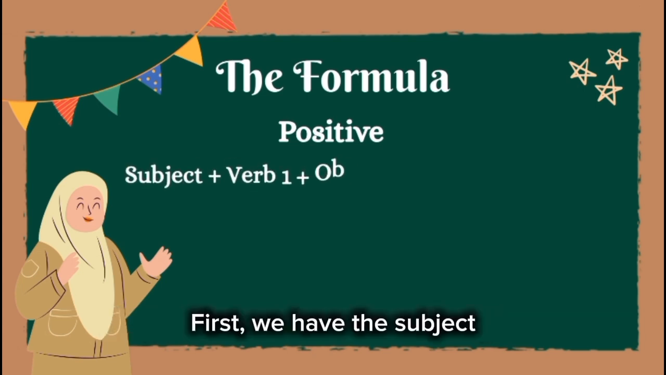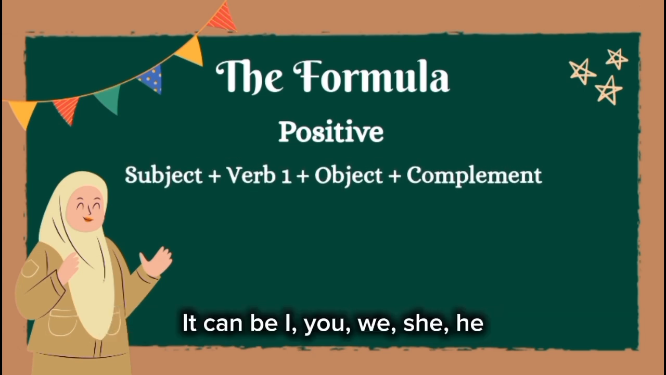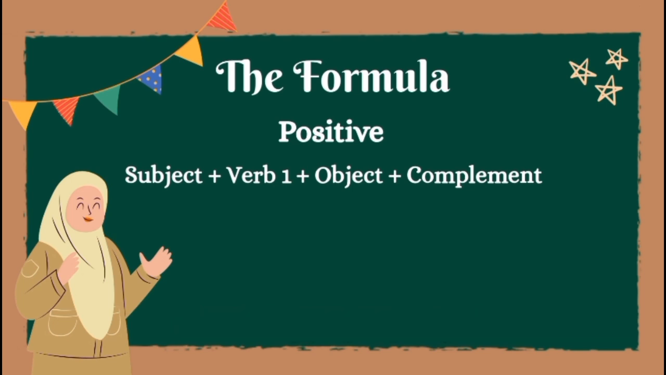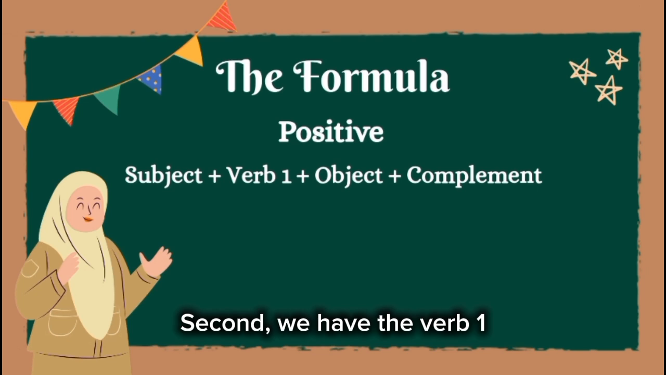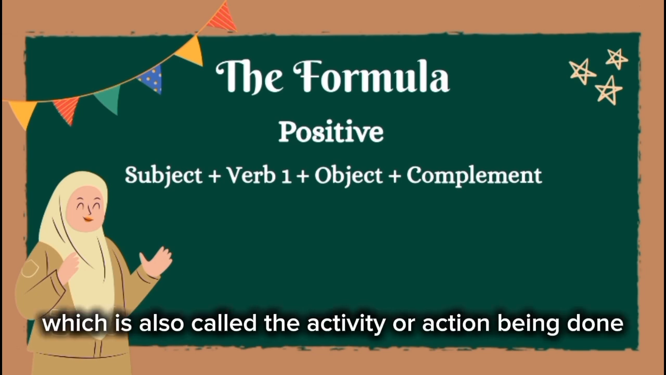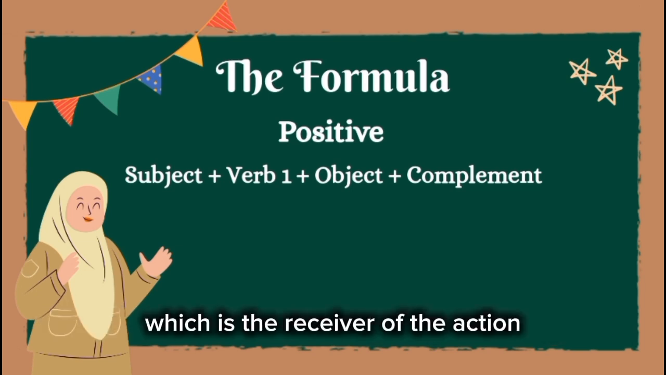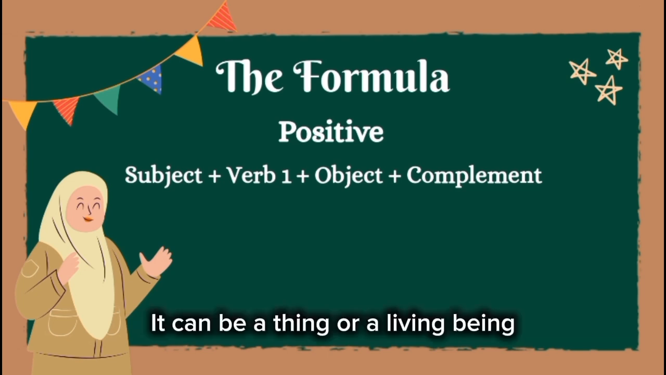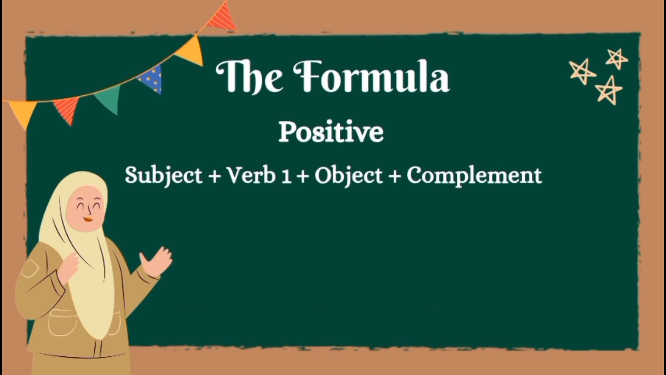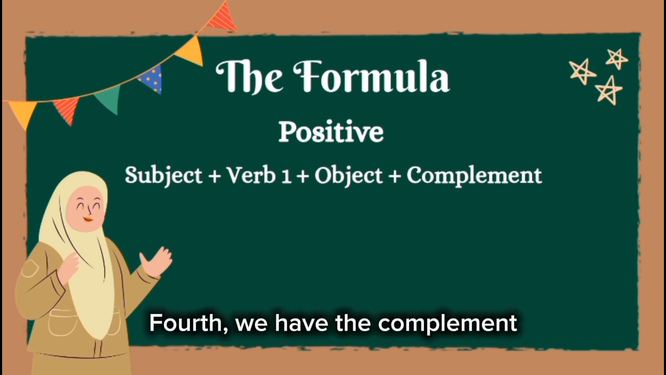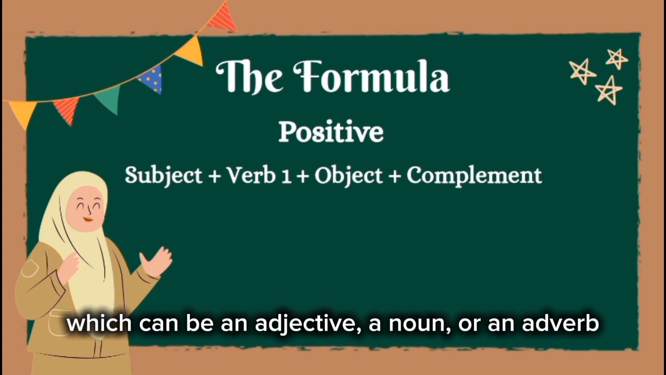First, we have the subject. It can be I, you, we, she, he. Second, we have the verb 1, which is also called the activity or action being done. Third, we have the object, which is the receiver of the action. It can be a thing or a living being. Fourth, we have the complement, which can be an adjective, a noun, or an adverb.